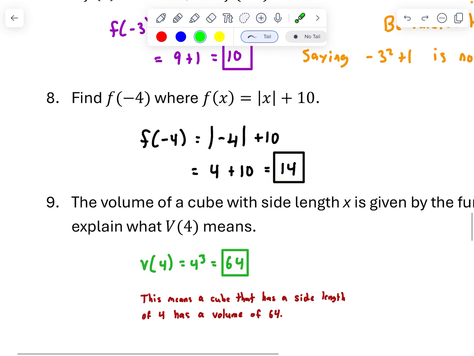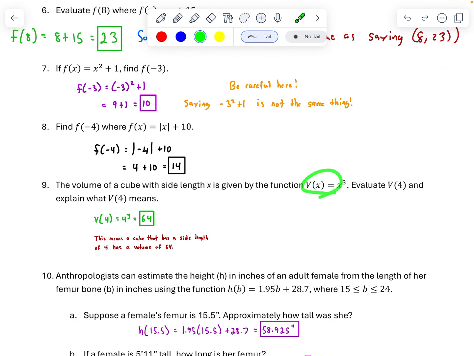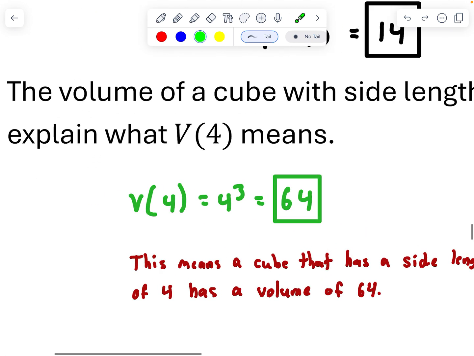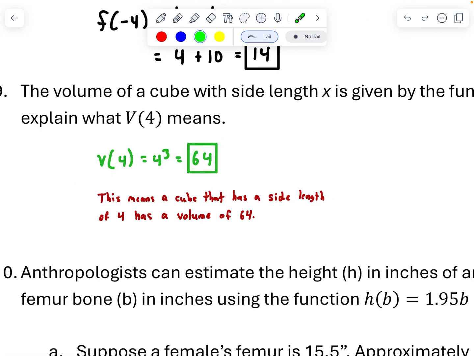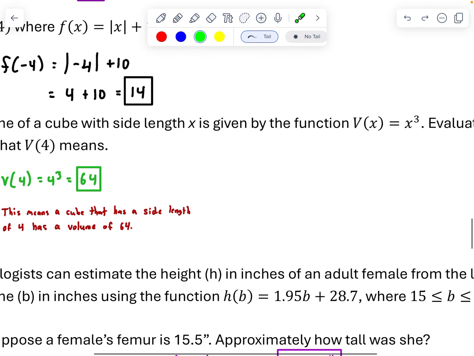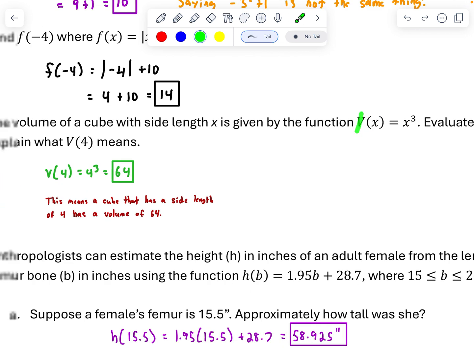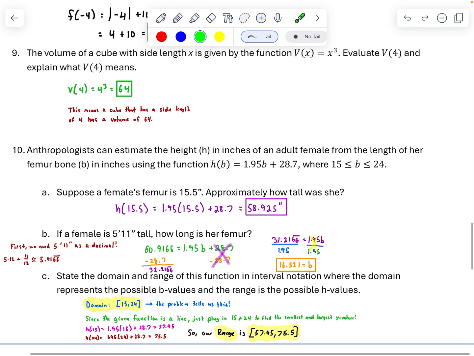And number 9, the volume of a cube is given by this function. So you just take your side length and cube it, and then it says evaluate v of 4. So v of 4, plug in 4 for x, cube it, so you get 4 cubed equals 64. And this means that a cube that has a side length of 4 has a volume of 64. So that's where this notation can be useful. This is what you plug in. So you plug in a number for that, and it finds the value of this function, which is called v for volume.